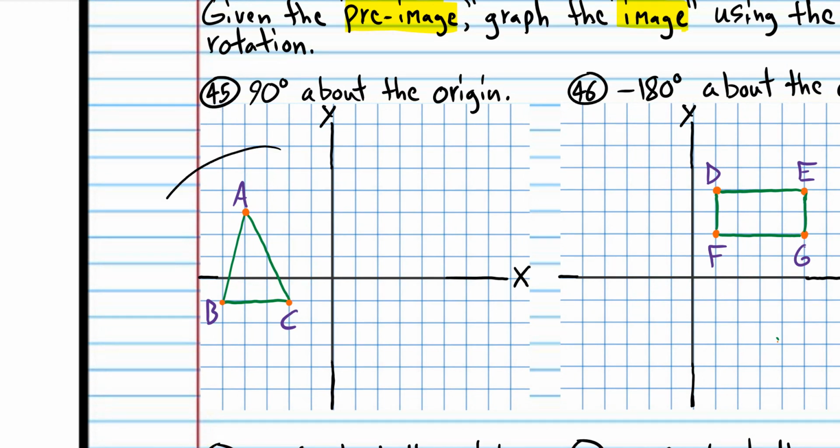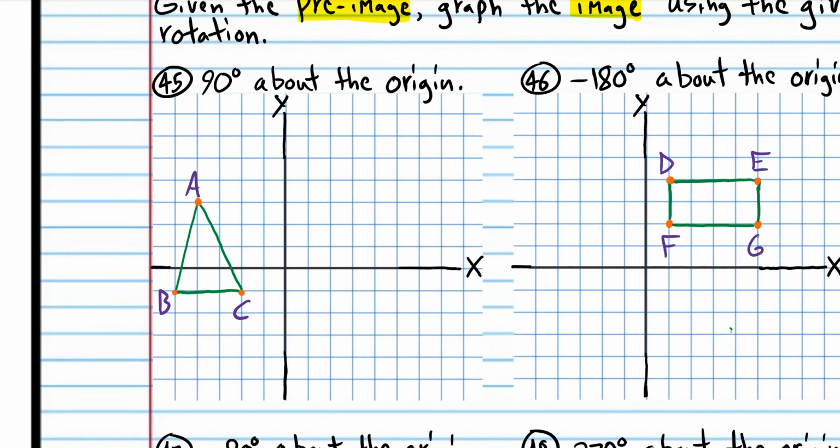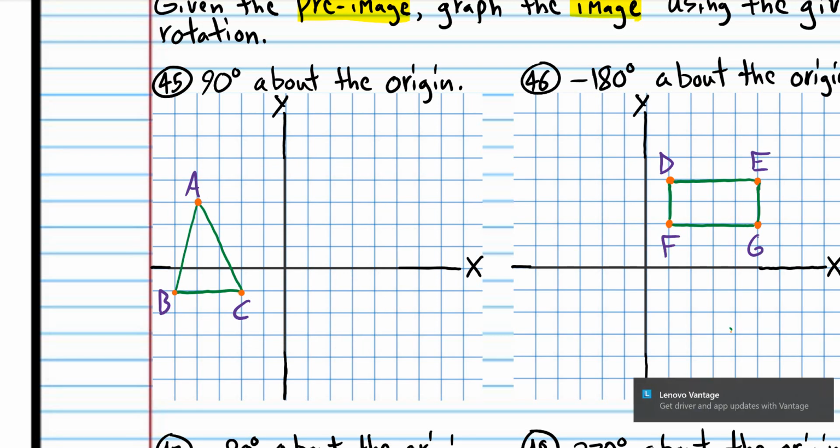actually going counterclockwise. Now, I know that seems wrong, but that's just the way it is in math. Counterclockwise is considered to be positive. This way is positive. And clockwise is considered to be negative. So we're actually going to rotate this way. And we're going to take each point and rotate.